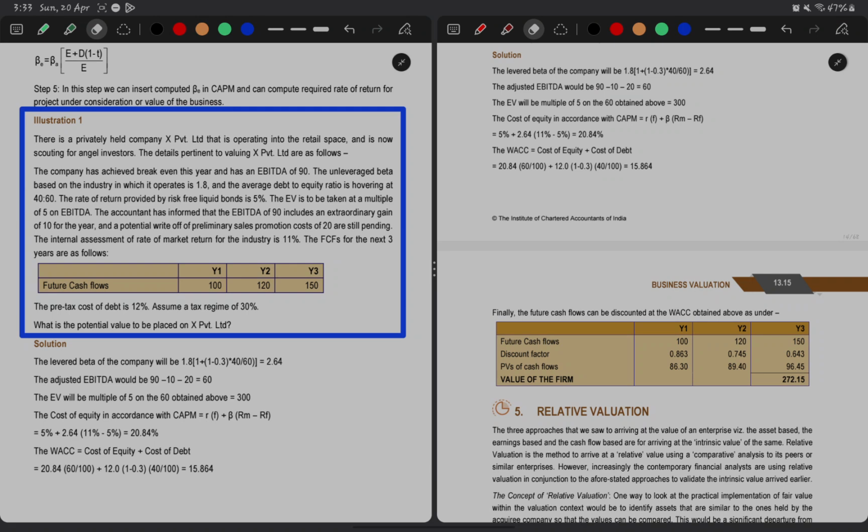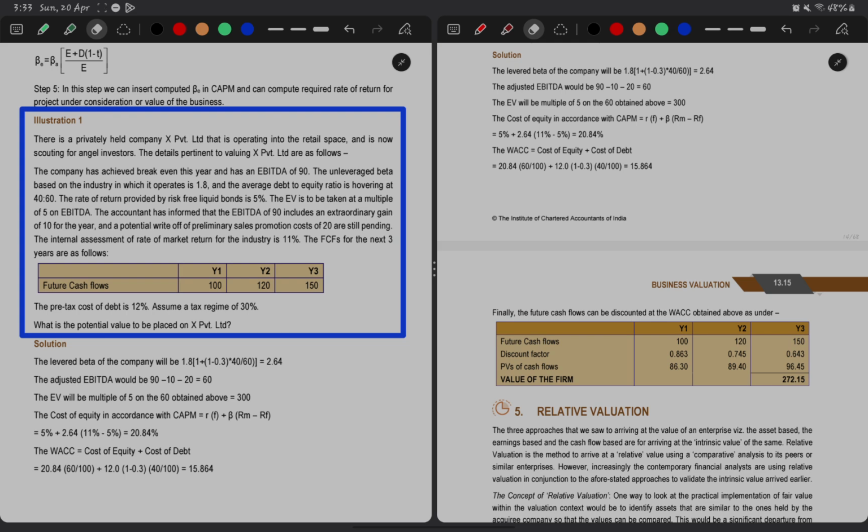Illustration 1. There is a privately held company, X Private Limited, that is operating in the retail space and is now scouting for angel investors. Angel investors are those individuals who provide capital to startup companies in exchange for equity ownership or some kind of investment in the company. And these people mostly invest in the early stage, when the company is in the startup phase or in the seed stage.